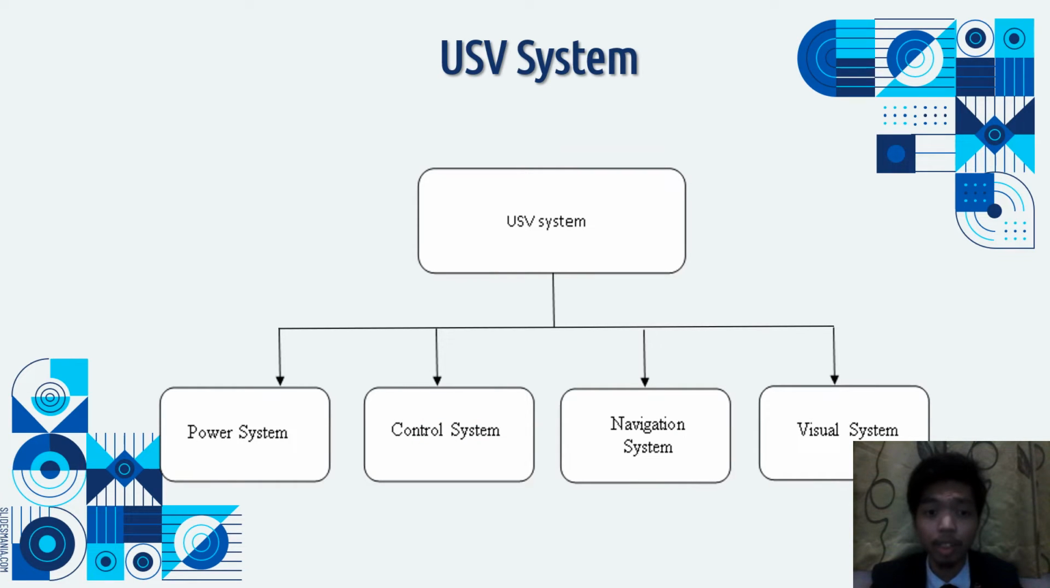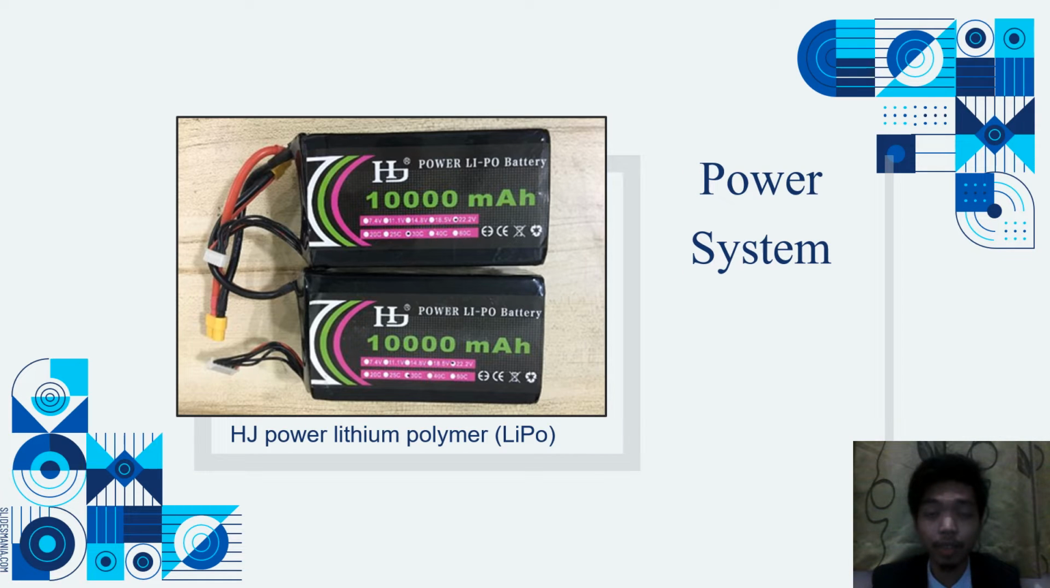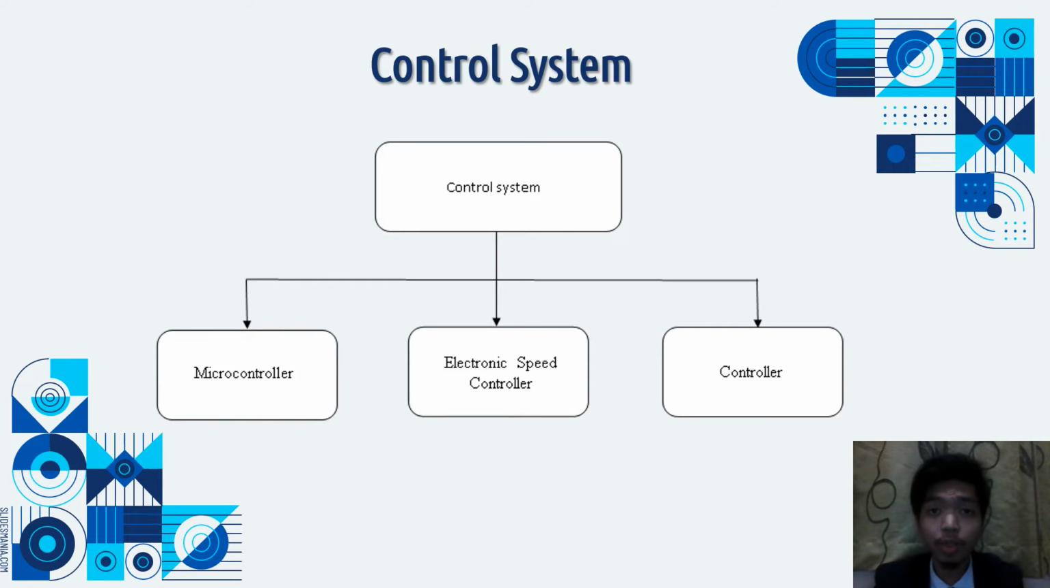There are four components in unmanned space vehicle. The first one is power system, second is control system, third is navigation system, and the last one is visual system. As for the power system, I use SJ Power Lithium Polymer batteries, which has 10,000 mAh and 22.2 volt specification. We continue with control system.